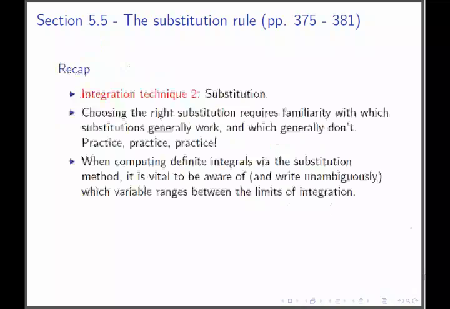When you're computing definite integrals via the substitution method, it is important to be aware of and make sure you're writing unambiguously which variable ranges between which limits of integration.